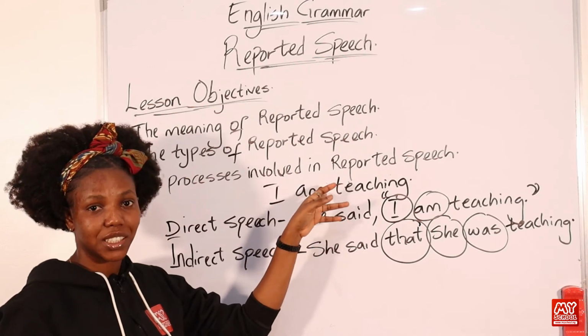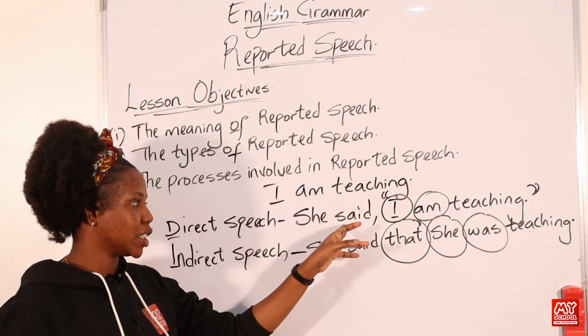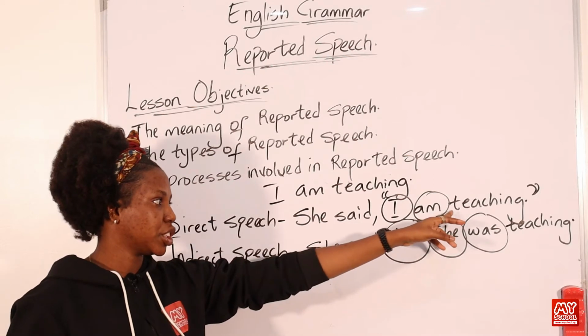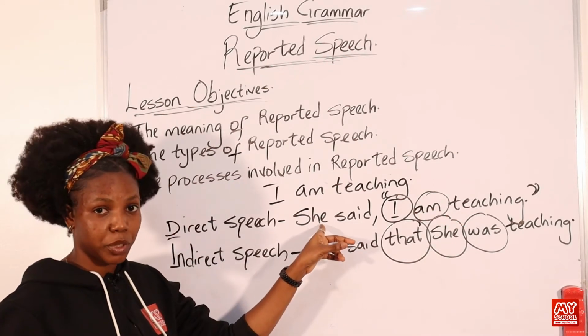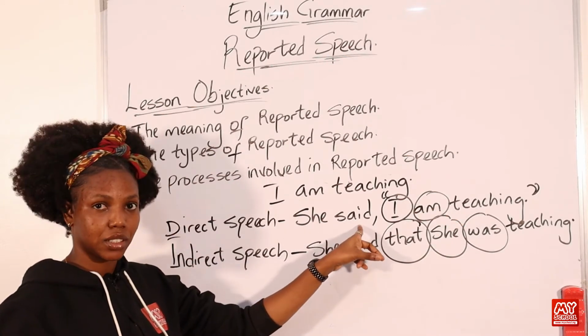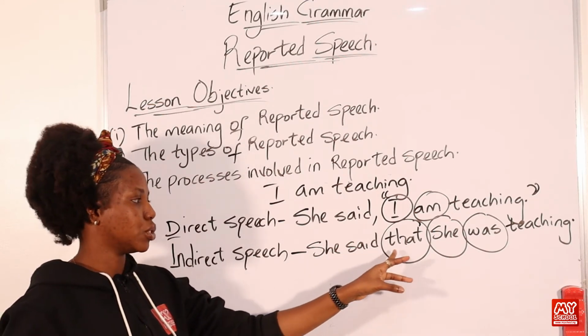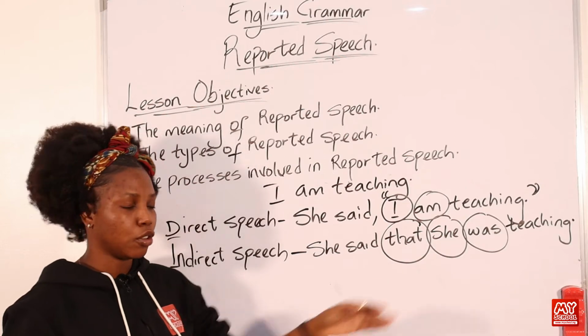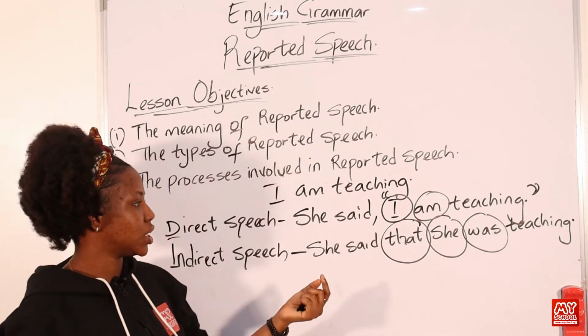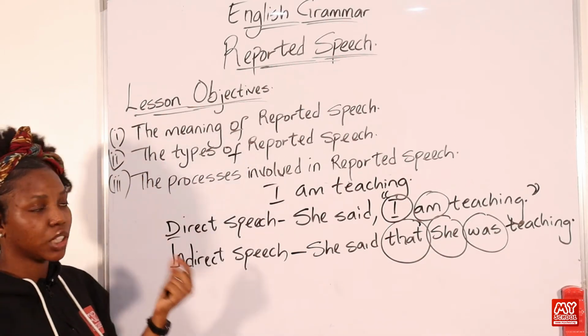So this is the speaker saying I am teaching, and for the direct speech, we have retained the expression. We have introduced the speaker by saying she said. Okay, but for the indirect speech, we are introducing the speaker and also changing some other elements. Okay, as we can see here. So this leads us to the processes involved in making reported speech.